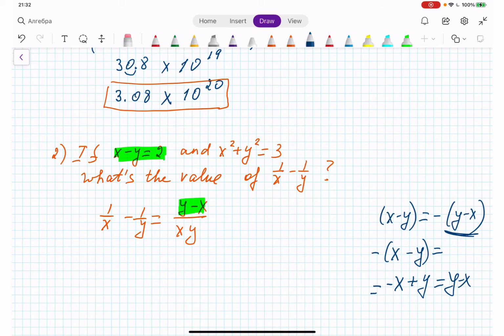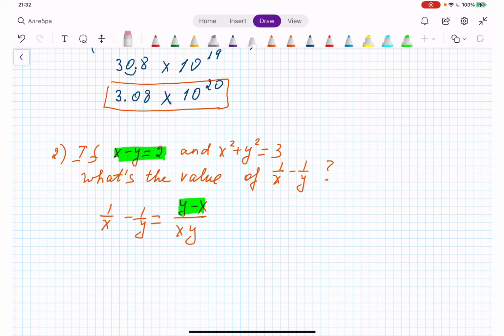So, let me clean this. So we are going to have here negative x minus y, right, over xy, and we have negative 2 here. Now at the bottom we have xy. xy is not given; xy is the one that has to be calculated.